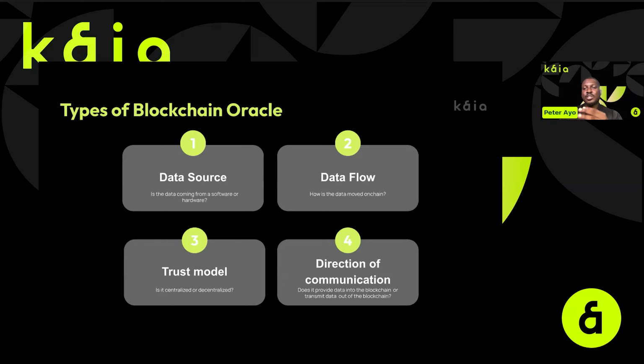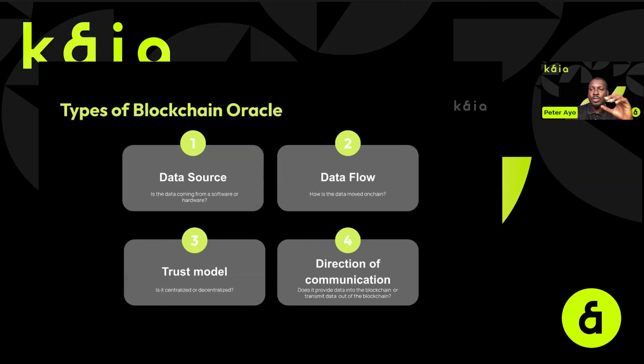And the second classification is based on the data flow. How is the data moved on chain? Is it a pull-based method or a push-based method? What is the trust model? Is it a centralized oracle or a decentralized oracle? For the most part, a centralized oracle only has one single entity where it fetches data from, while a decentralized oracle has multiple data sources, and these data sources are being aggregated.